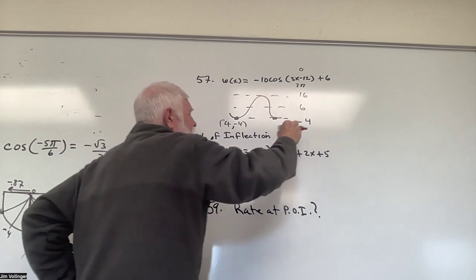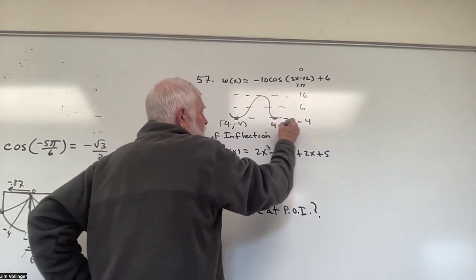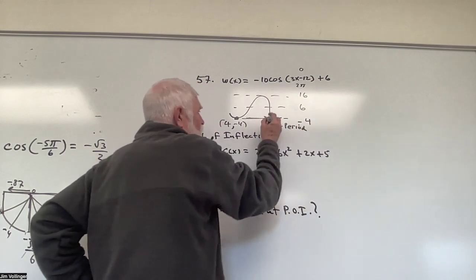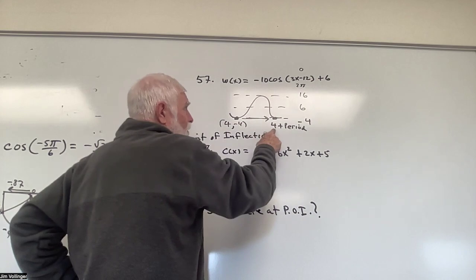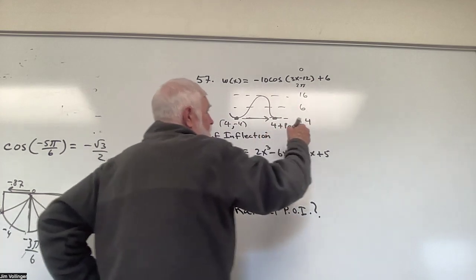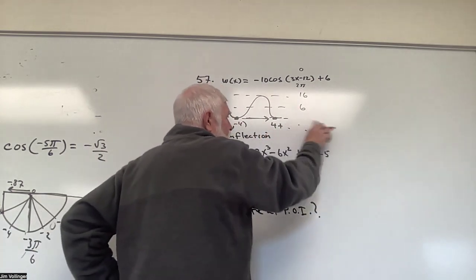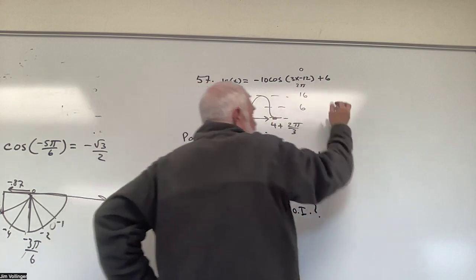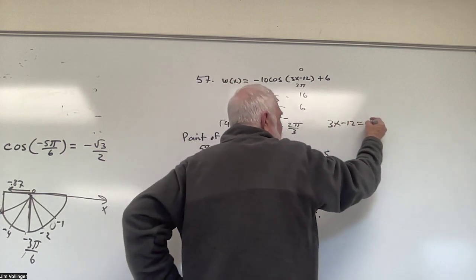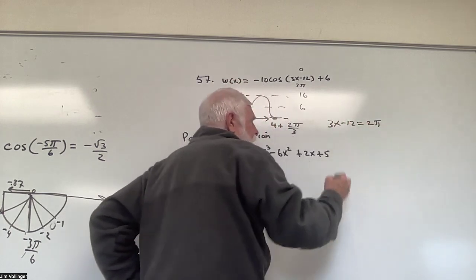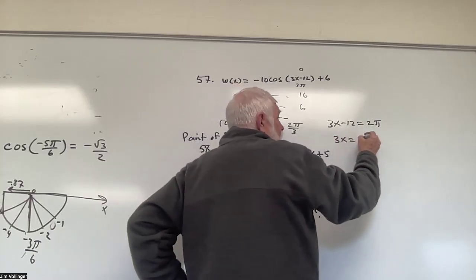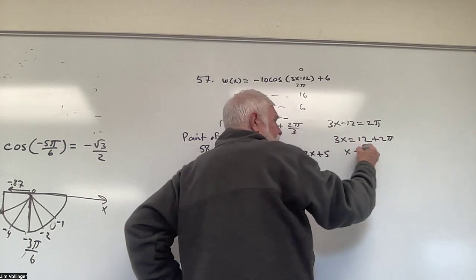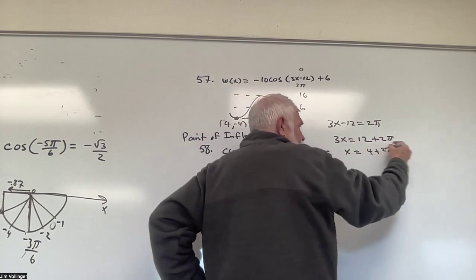Well, let's get the period first, because I can always measure this from 4 plus the period. That distance is what I'm adding to 4, so I know that number already. I also know it's 2 pi over 3 just by looking at it. Where did that come from? Setting 3x minus 12 to the end of the revolution, 2 pi. That's the same thing as 3x equals 12 plus 2 pi, and if I divide by 3, I get 4 plus 2 pi over 3.